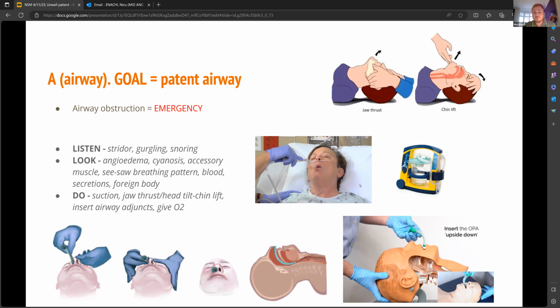And you can suction in this manner, just around the mouth and inside the mouth. Don't try to shove it all the way back into the throat. If that doesn't clear the airway, and you don't get nice smooth breathing in and out, then probably the airway is obstructed. So you need to do some extra maneuvers like a jaw thrust here in this picture, or a head tilt and chin lift.